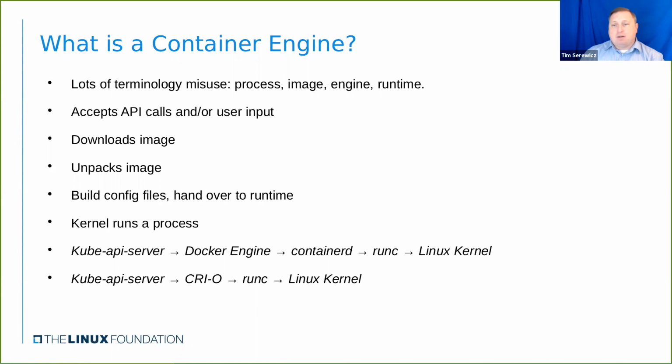At the bottom, I have some examples here. The Kube API server going to Docker engine, going to containerd to runc to the Linux kernel. And underneath that, we see the primary replacement, or the new path, instead of Docker, called CRI-O. And we'll learn more about that in a second, where we see Kube API server going to CRI-O to runc to the Linux kernel. And we can see there's some slight changes.